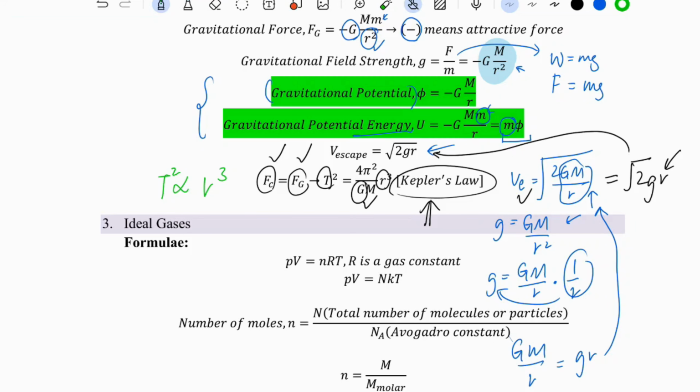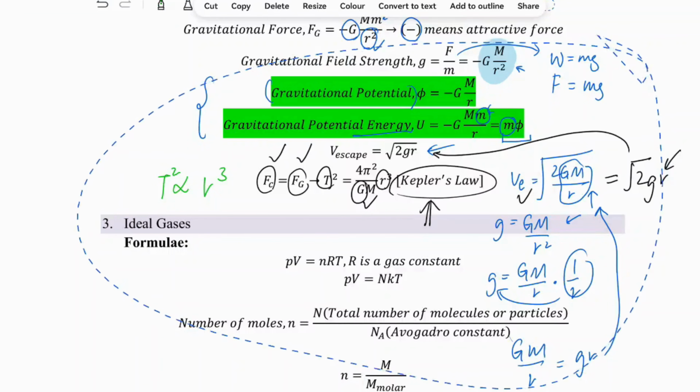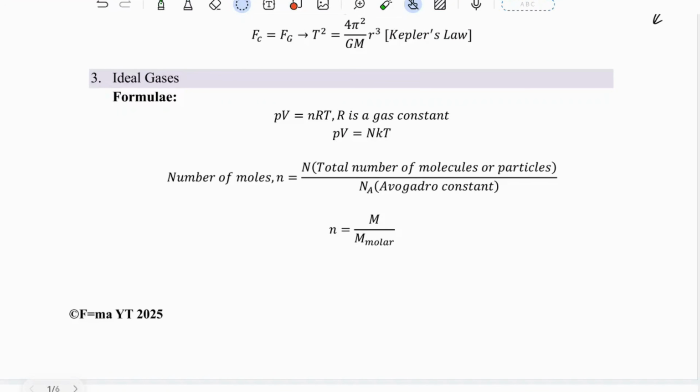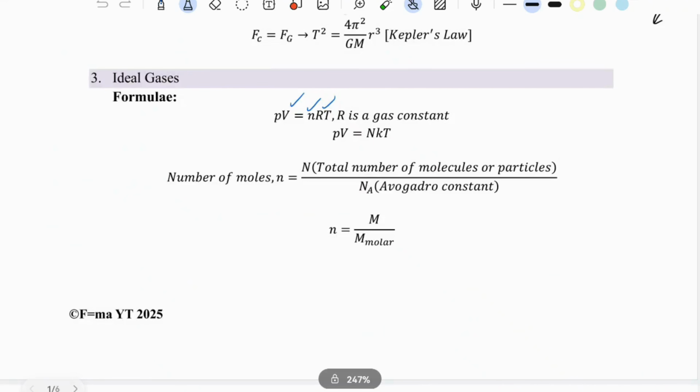Okay, let me erase all this. Alright, now the third chapter, ideal gases. Ideal gases is quite a famous chapter as well. First formula, PV equals nRT. P is your pressure, V is your volume, n is your number of moles, R is the gas constant. It's given here, in your data booklet. Let me highlight it here.